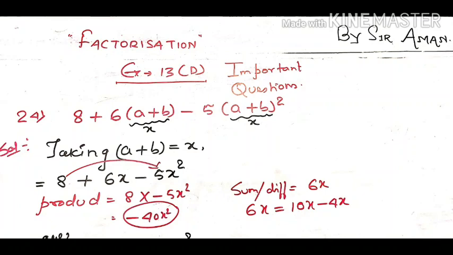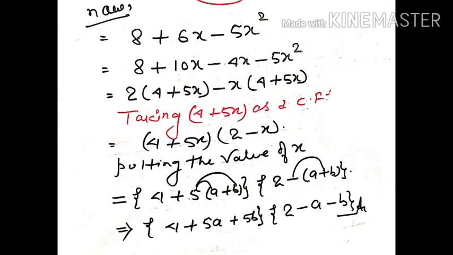Same process we will follow: first product, first into last, minus 40, then sum or difference. Okay, now how will we break it? 6x we will break into 10x minus 4x, 6x will come, and when we multiply, minus 40x square should come. Now come to the second line. What is common in 8 and 10? 2 we can take common.